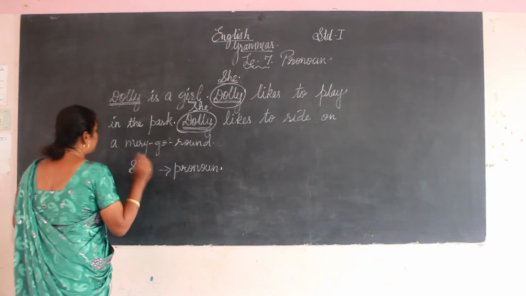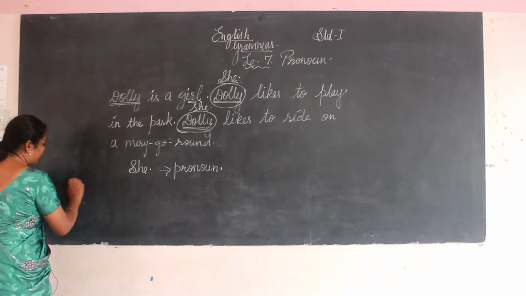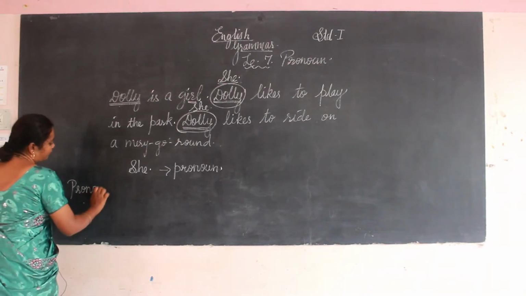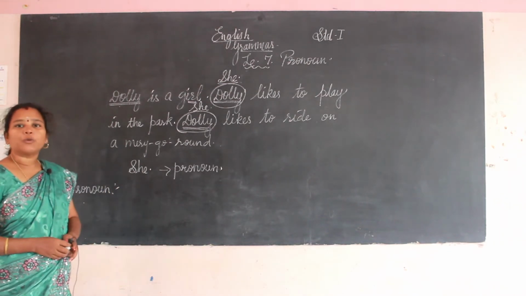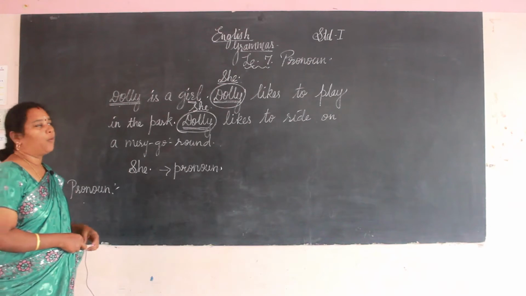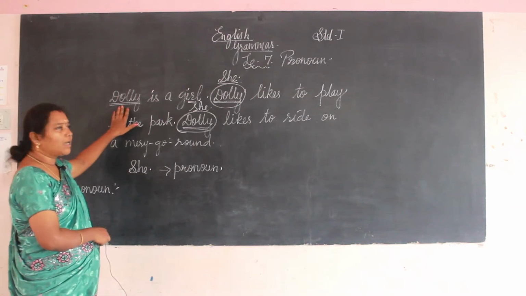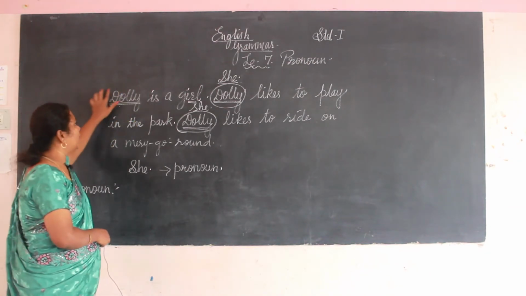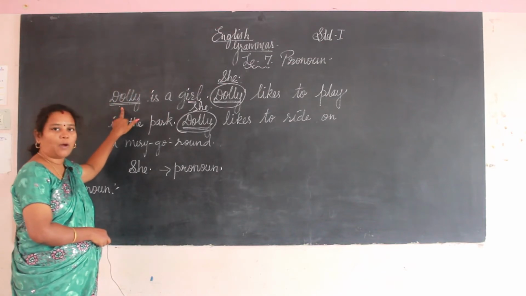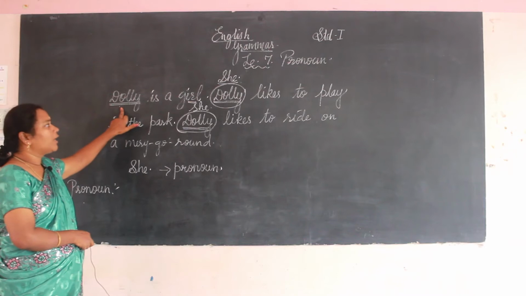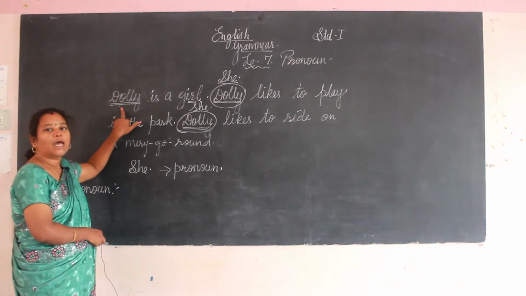Okay, now see the definition for pronoun. Pronoun is a word that is used instead of a noun. Okay, ma'am, pronoun is a noun? Dolly is a noun, the name of a person. So it is a naming word, noun. In the noun, we are going to change it to a pronoun.